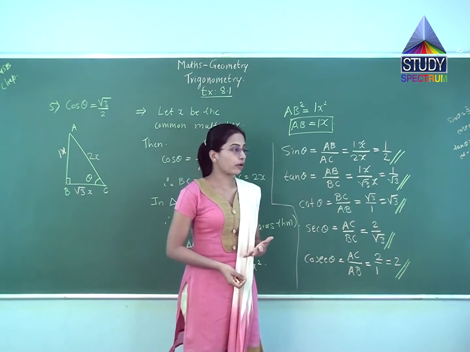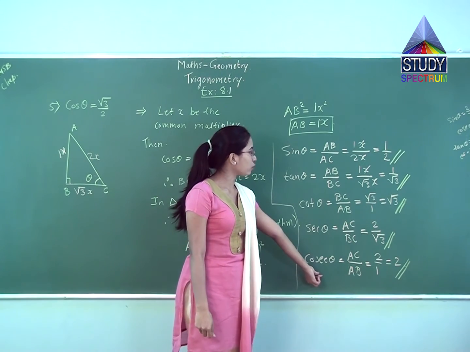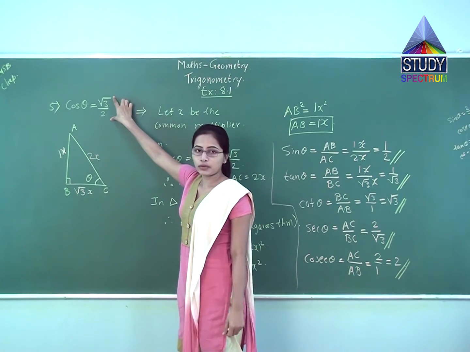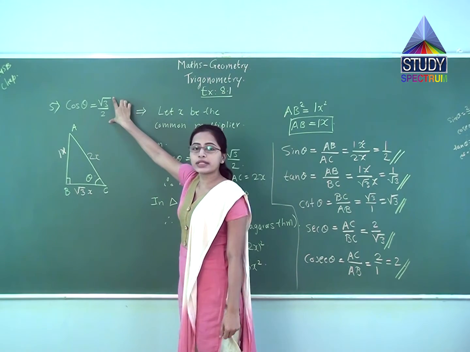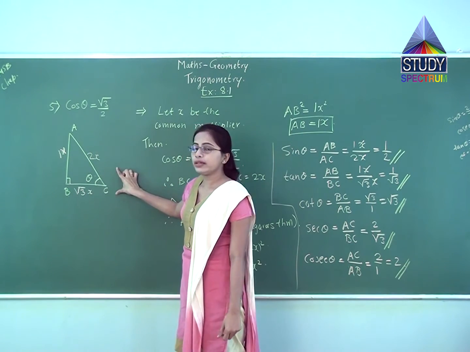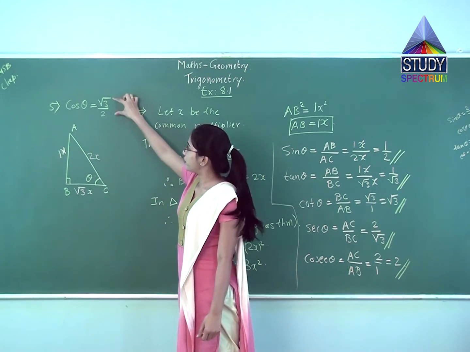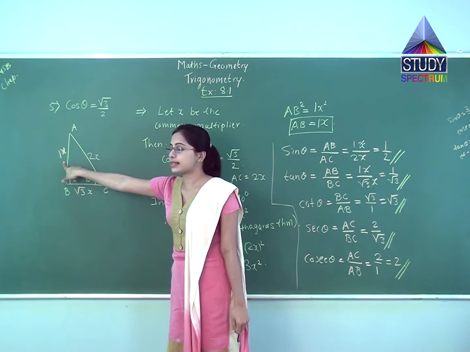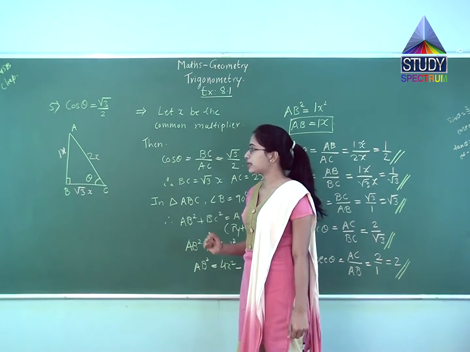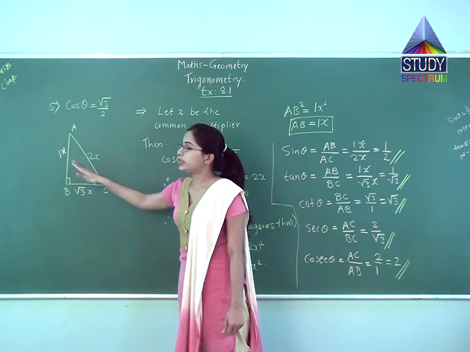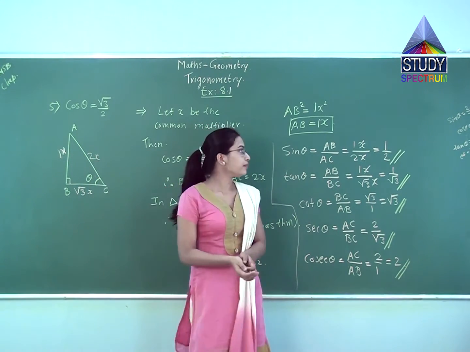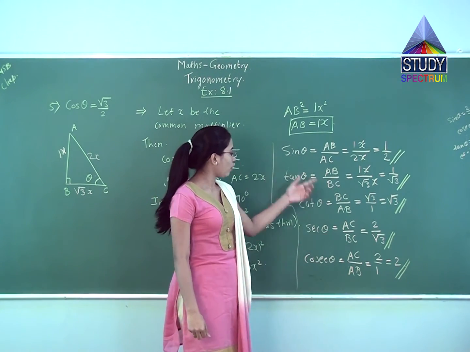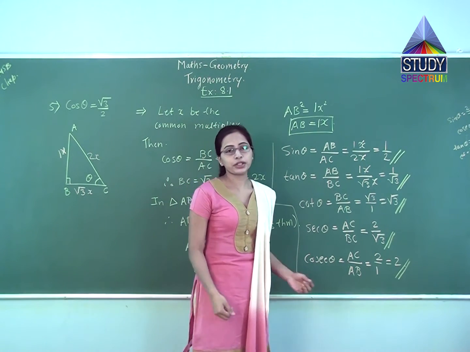So one ratio was already given, and the other 5 ratios we have calculated here. In this way, I will just revise the thing. Only the value of cos theta was given, so by using that value, we have drawn the figure. We have shown the measures which were given, and we have taken one multiplier, so that we have calculated the third side which was not given by using Pythagoras theorem. So now we have all the 3 sides in the form of that common multiplier. By using our formulas of trigonometric ratios, we have calculated all the 5 remaining trigonometric ratios here.